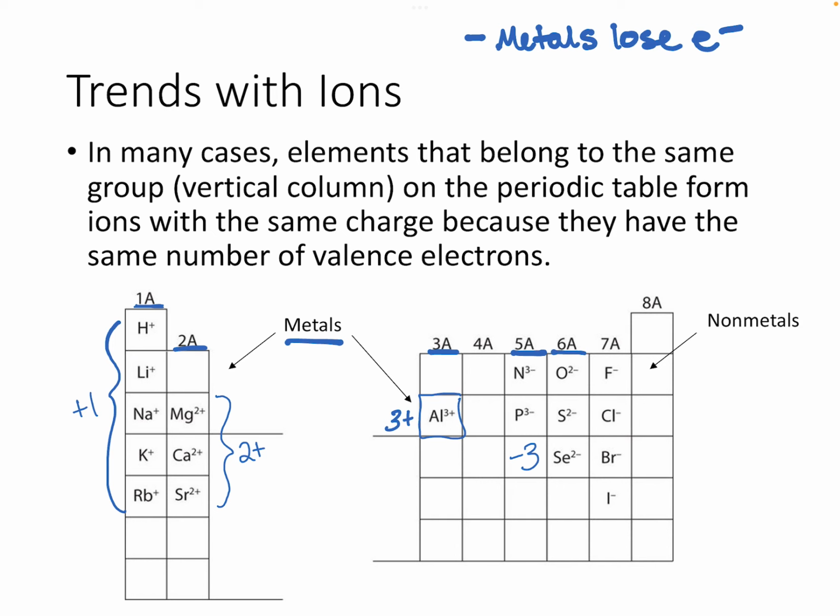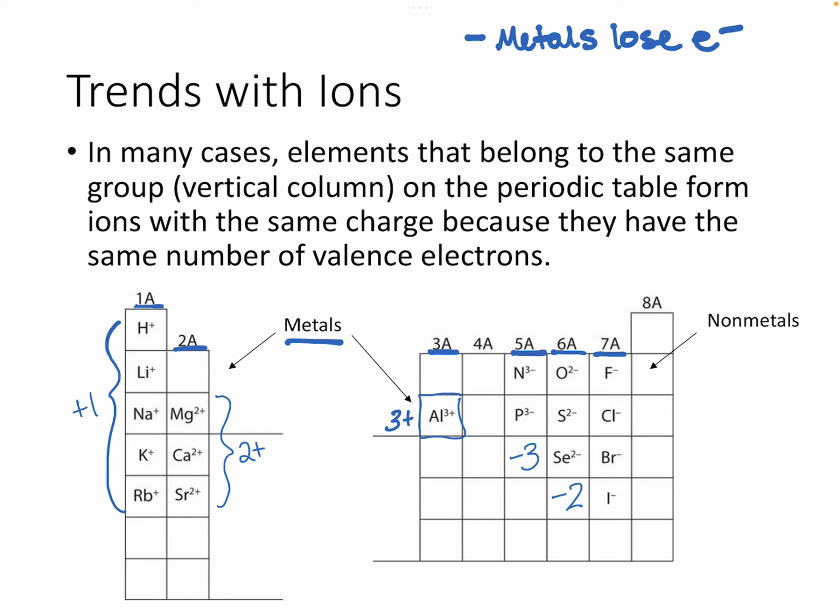Now everything in column 6 has 6 valence electrons, and so it's much easier for them to just gain 2 electrons to have an octet. So everything in column 6 will gain 2 electrons and become a -2 ion.